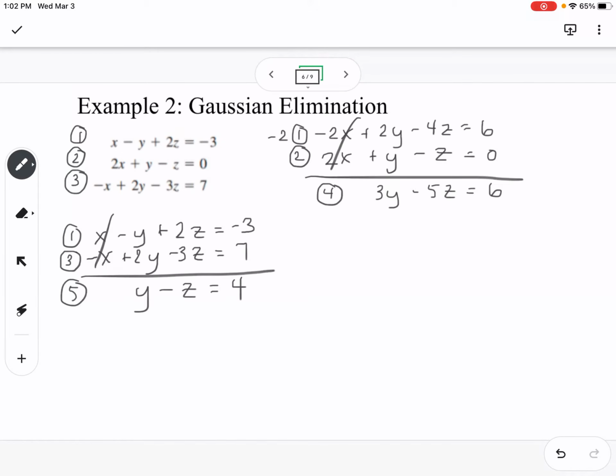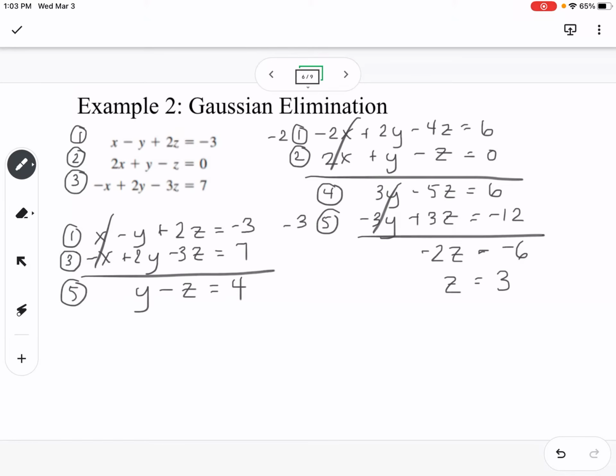So now by eliminating the x's and creating 2 new equations, we have 2 equations with 2 variables. So I'm going to take equation 4, leave it right there, and do negative 3 times equation 5. I'm going to keep equation 4 the same, and then that would turn into negative 3y plus 3z equals negative 12. So then the y's will cancel, and I will get negative 2z equals negative 6, which then if I divide by negative 2, I get that z is 3.